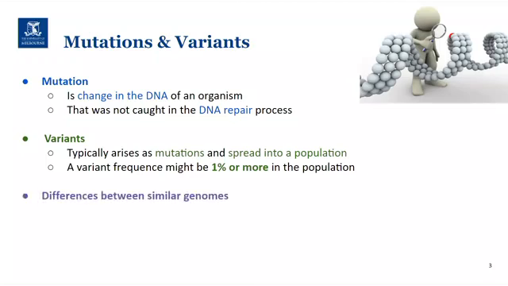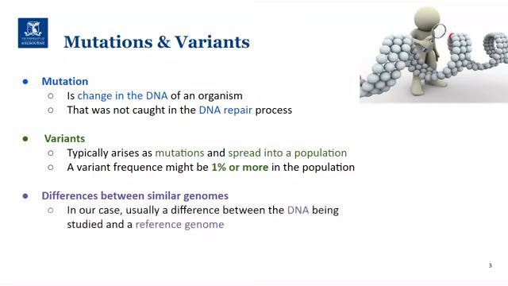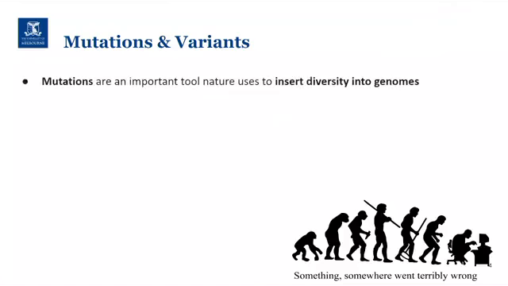And basically, when we're trying to understand mutations and variations, we're doing comparative analysis of genomes. So we want to understand the differences between similar genomes. And in our case, usually we want to understand differences between DNAs being studied. So we have a sample that's being studied, and we have a reference genome. We want to ask the question, what are the main differences? What are the mutations? So mutations, as this figure basically gives away, it has to do with inserting diversity into genomes, which is something really important for evolution.